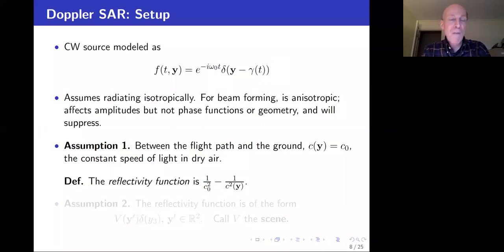So that means above the Earth's surface, we just have the free wave equation, right? And then we look at the so-called reflectivity function, which is the difference between 1 over C0 squared and 1 over C of y squared. And so it's a difference in the coefficients in the wave equation for the free equation and the inhomogeneous equation, the heterogeneous equation. So now we make a second assumption.